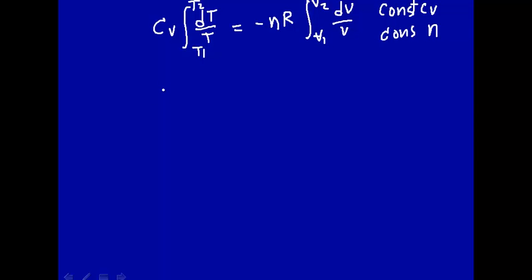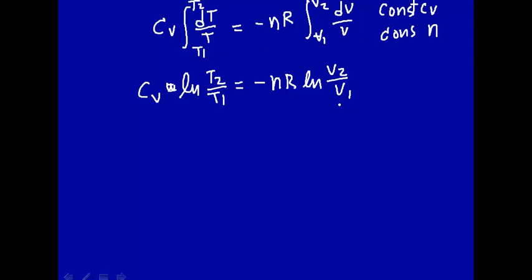All right, so with that, the integral of 1 over T will be natural log of T evaluated between these two integration limits. So, natural log of T2 final over T1 initial is equal to minus NR times the natural log of the final volume over the initial volume, V1.